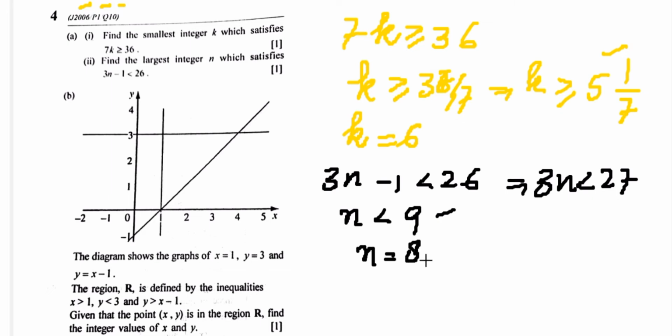Yes. Next we have a graph. The diagram shows the graph of x is equal to 1, y is equal to 3 and y is equal to x minus 1. The region R is defined by the inequality x greater than 1, y less than 3, y greater than x minus 1. Given that the point xy is in the region R, find the integer value of x and y. This question is lengthy and I think the marks of this question should not be 1.